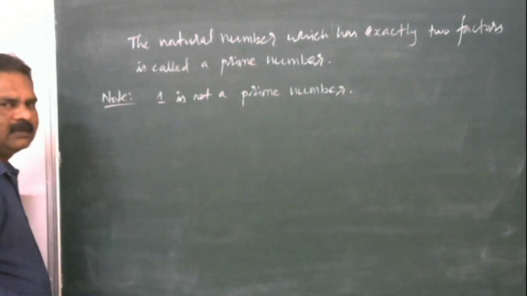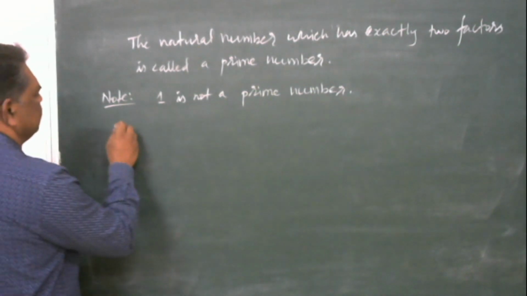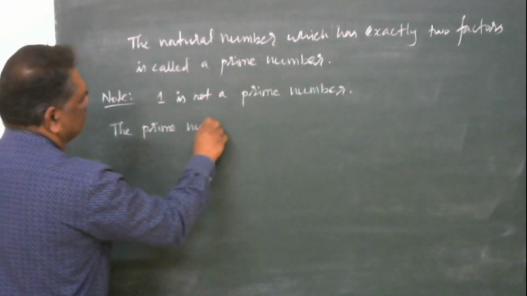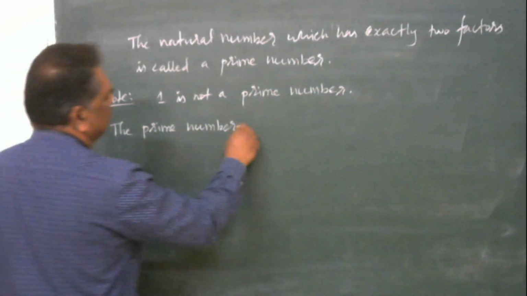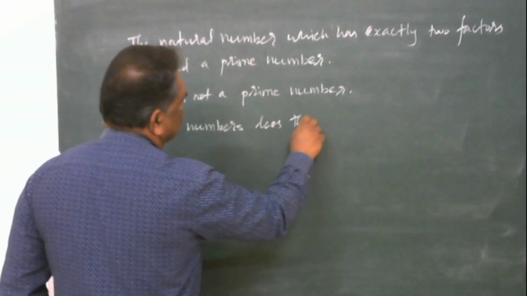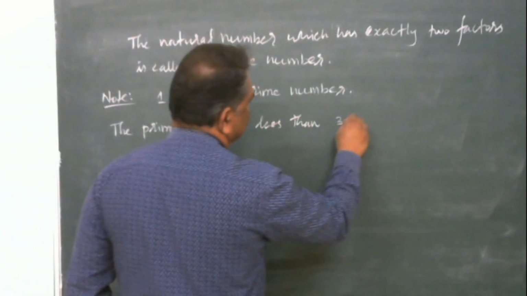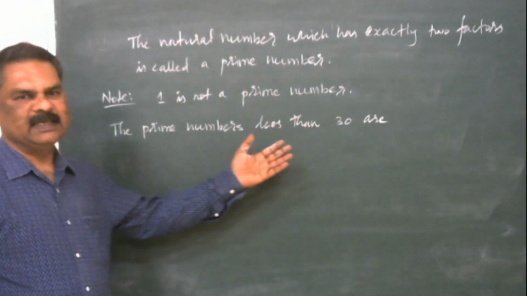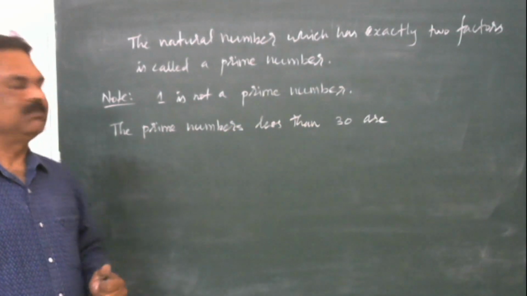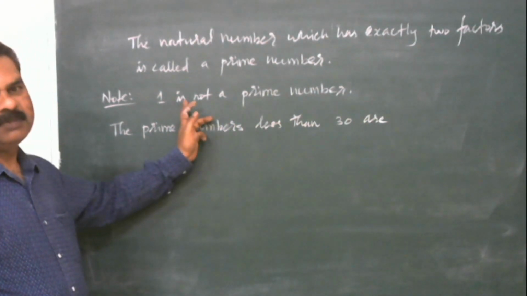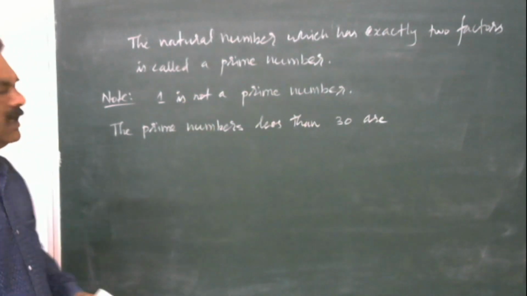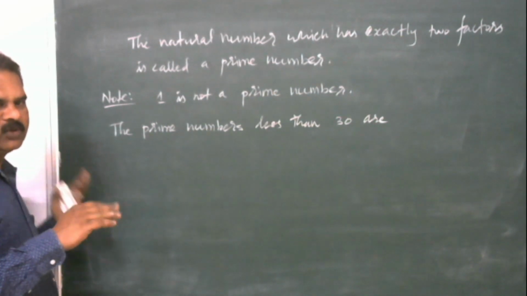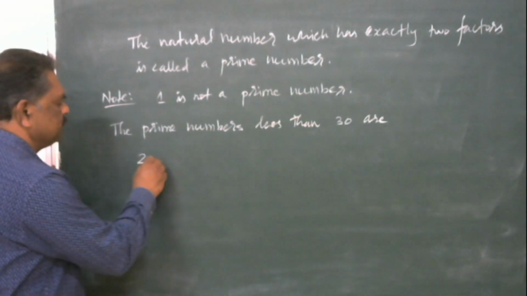Can you write prime numbers? Let me write the prime numbers less than, let me take 30. So up to 30 we will be considering which of the numbers are prime numbers. Certainly 1 is not a prime number. What about 2? You have to analyze the factors of 2. The factors are 1 and itself, both two distinct factors, no other factors are there. So the number 2 is a prime number.